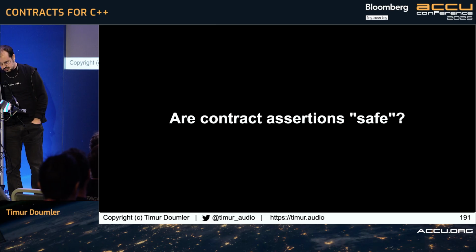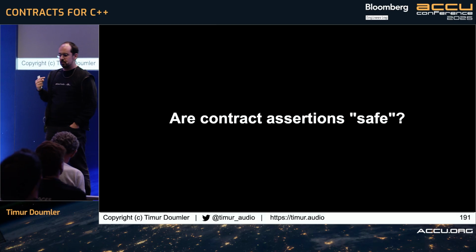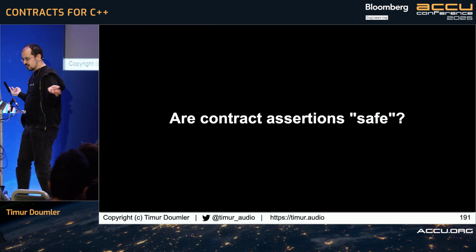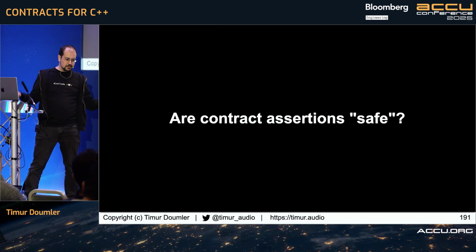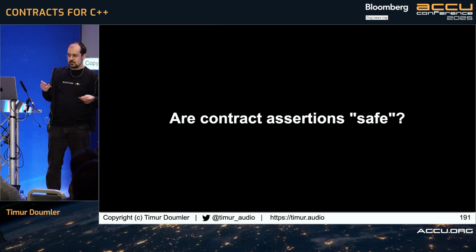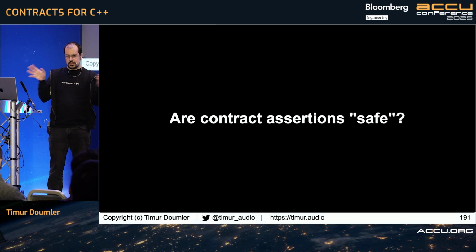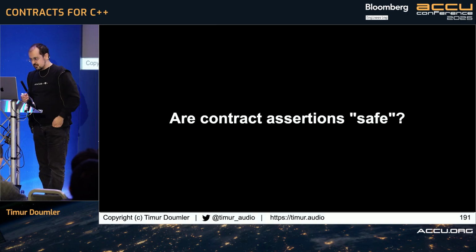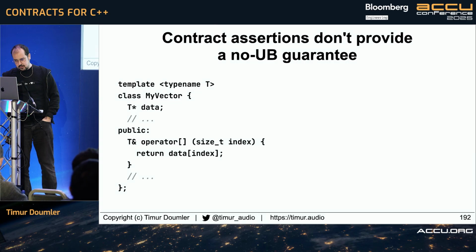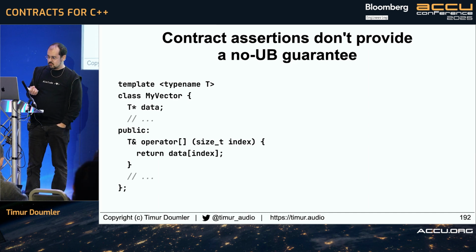Are contract assertions safe? That's another thing that delayed standardization of this feature by a couple of years because people were saying, now it's all about safety. Like we don't want to standardize a feature if it's not safe. And by safe, usually the last couple of years when we were talking about this on the C++ committee, people usually meant we don't want UB, we want to get rid of UB. And so it turns out contract assertions don't actually provide a guarantee that you don't have UB, right? So this has tripped a few people up.